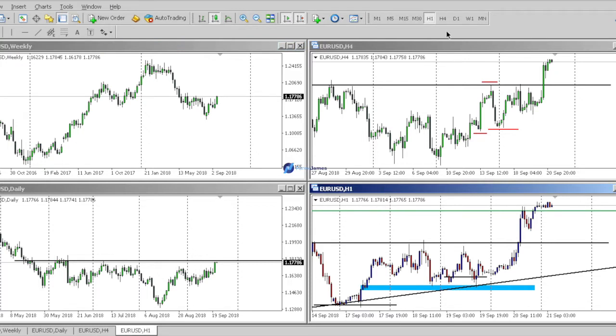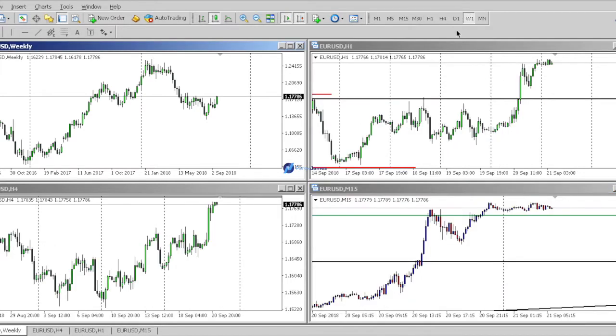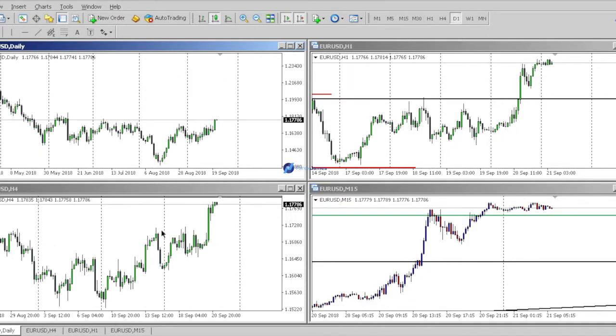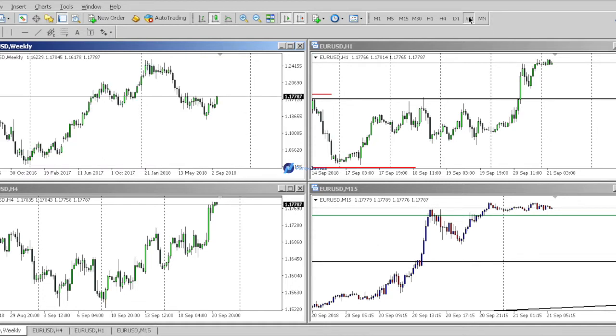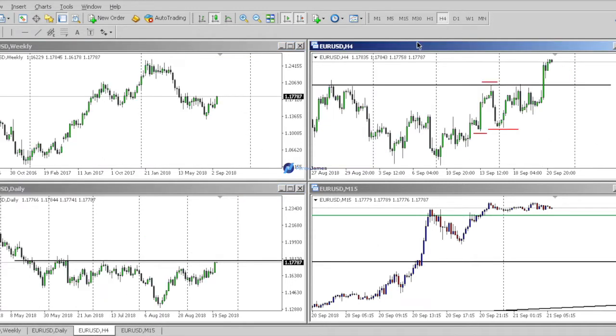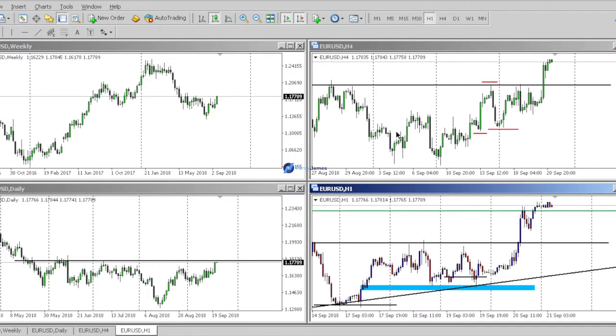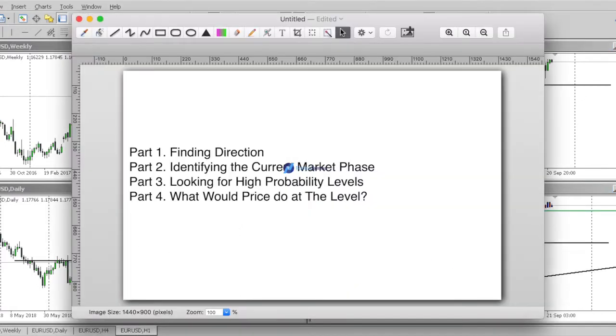Okay, when I trade off the M15, I'll usually set the charts like these. Okay, daily, H4, H1, M15. If I'm swing trading, I'll move it 1 notch higher, so it becomes the weekly, daily, H4 and the H1. So let's first begin by looking for direction.